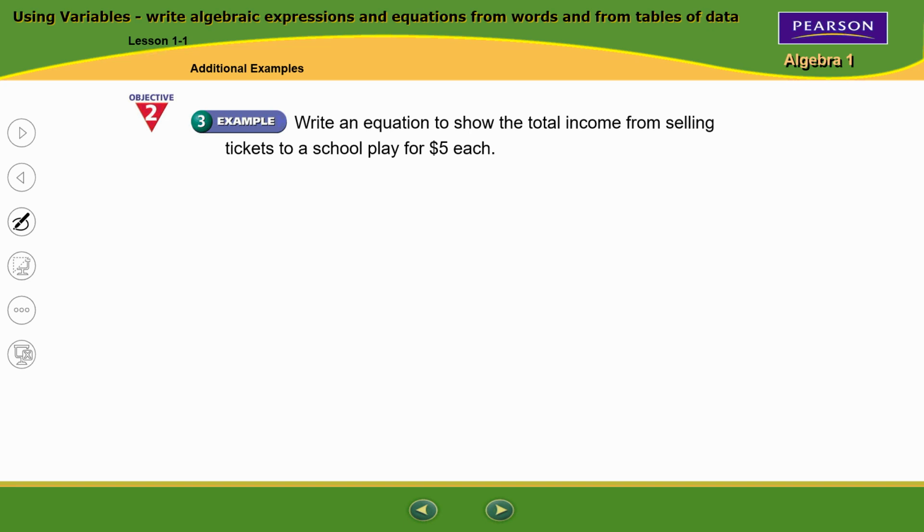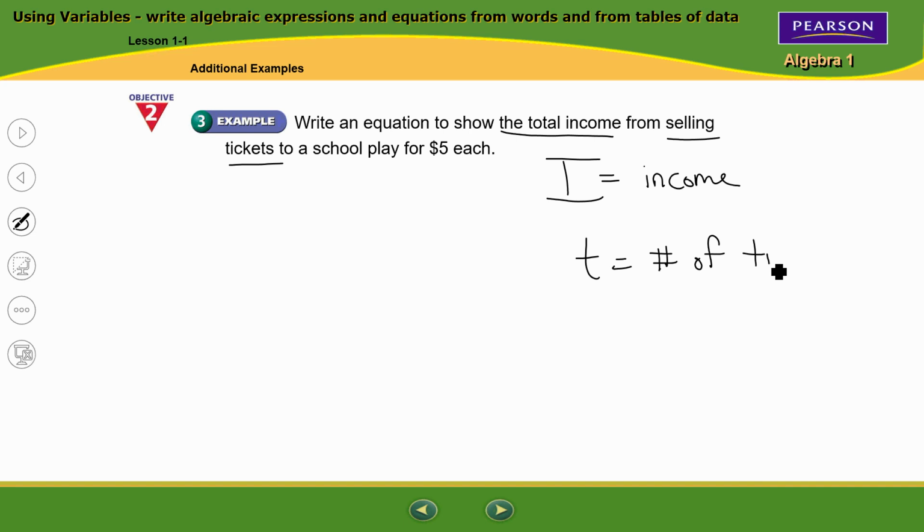Write an equation to show the total income from selling tickets to a school play for $5 each. The first thing I'm noticing is that we have a variable in income. So I equals income. Second thing I'm noticing is how are we getting that income? We're getting that income by doing what? Selling tickets. So I'm going to use a little T here for number of tickets sold. That is a weird looking S, but that is an S.